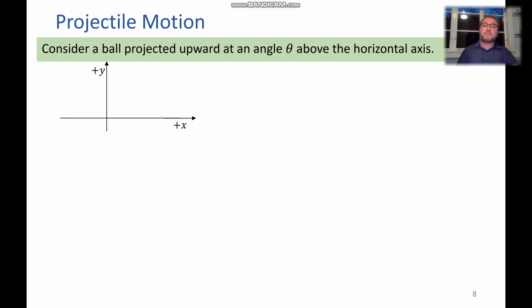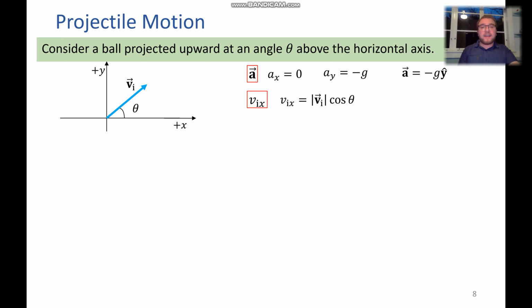Now, for projectile motion, we're going to look at a ball projected upwards with an initial velocity and an angle theta above the horizontal axis. Our acceleration vector, again, gravity is just in the y, so our acceleration in the x will be 0, and our acceleration in the y will be negative g, going downwards. So our acceleration vector is negative g y hat. It's negative g in the y direction.